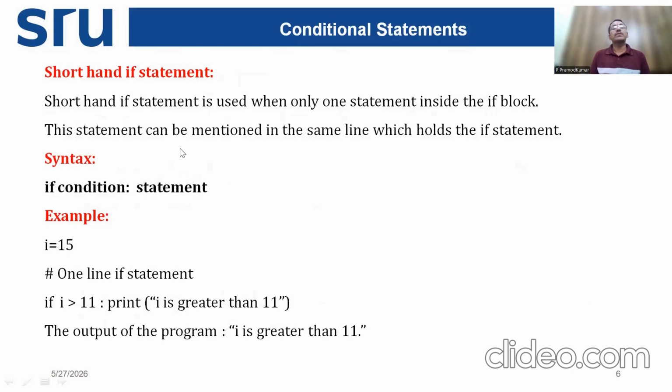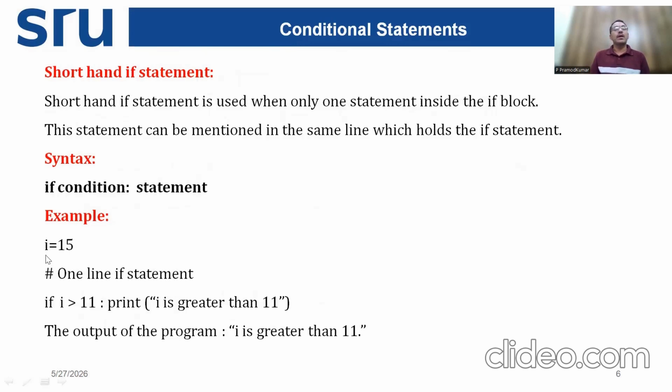Right. A shorthand if statement is used when there is only one statement inside the if block. This statement can be mentioned on the same line which holds the if statement. So the syntax is if, followed by condition, followed by colon, followed by the statement. In the previous example, we wrote that statement after the if condition, which means we created a separate block for it. But now I'm putting that statement on the same line itself. Hence, we call it a shorthand if statement.